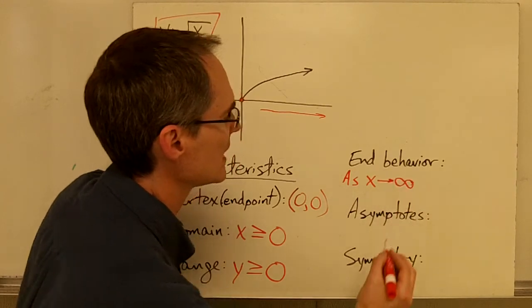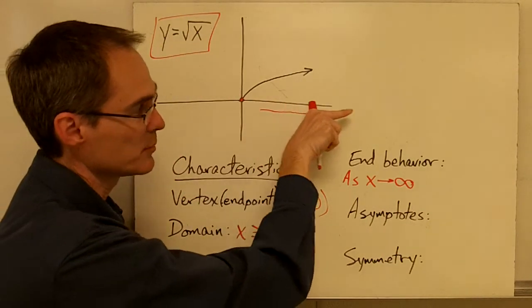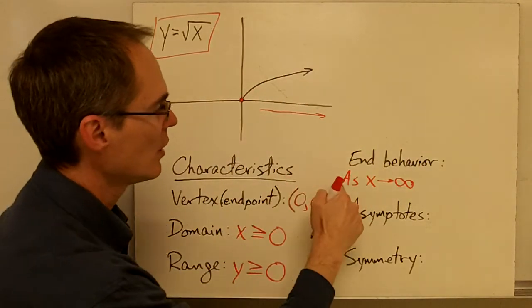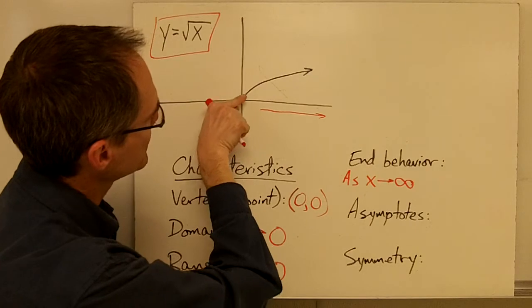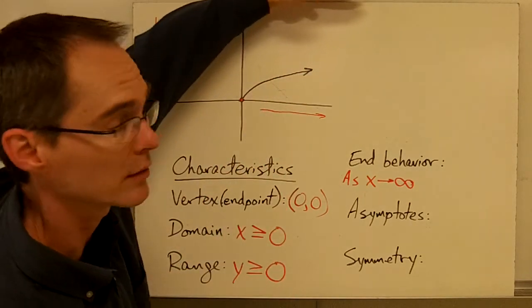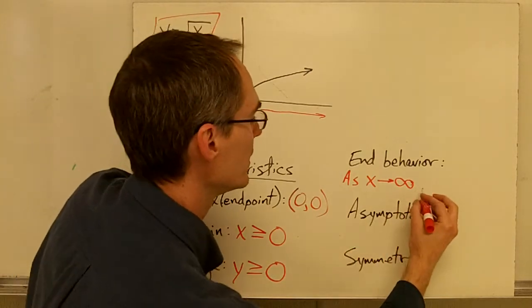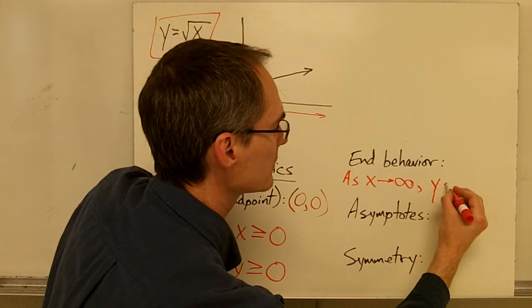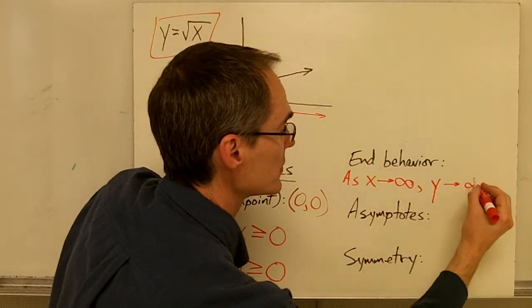approaches infinity, that is, as x just keeps getting larger and larger, what happens to the y values? Well, I can see on my graph, as x keeps getting larger and larger, my y values also keep getting larger and larger. They keep going up and up and up. So I will say, as x approaches infinity, y also approaches infinity.